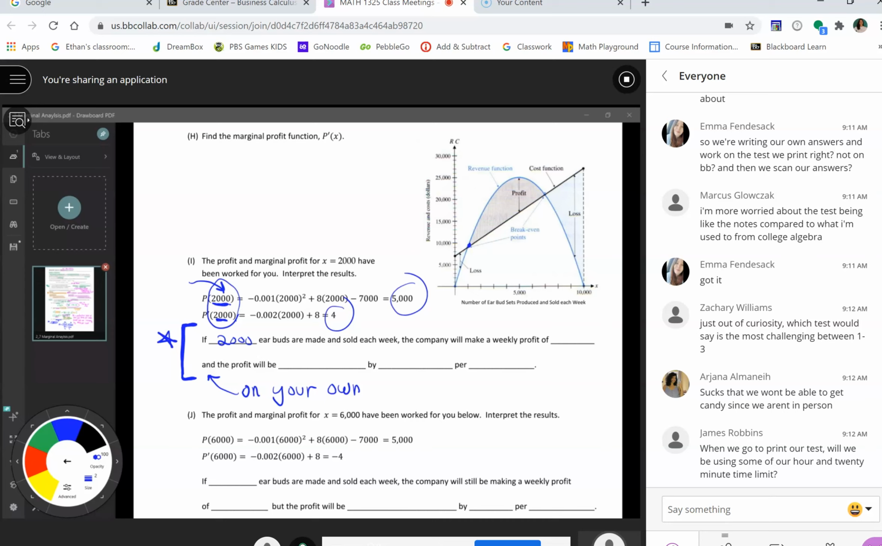Okay. James has a question. When we go to print our test, we'll be using some of our 20-minute time limit. Yes, you will, James, but I've also built in a 10-minute grace period. So after that 20 minutes, there's a 10-minute grace period to account for technical issues, printing, scanning, and uploading. So technically you have an hour and 30 minutes since we're in the virtual format and there are technology issues. I always write the test where I think it should take you an hour, but you have that extra 20 minutes for breathing time and checking your answers. And now there's an extra 10-minute grace period built in for technology issues.